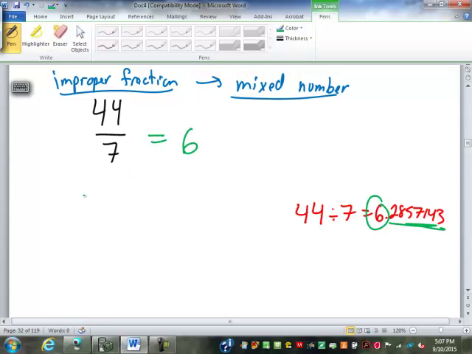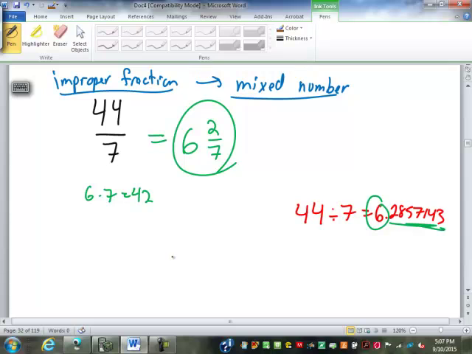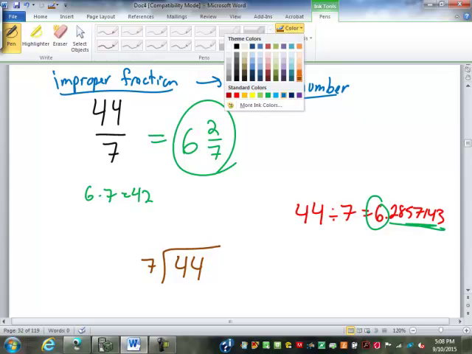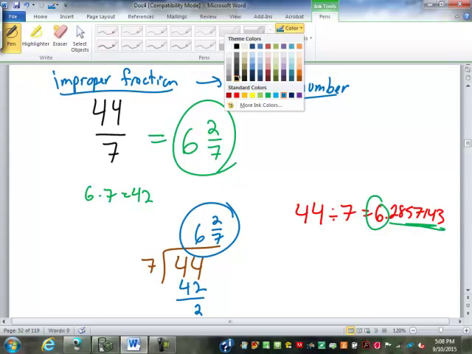How many pieces were used up by the 6 whole objects? Yeah, 6 times 7 is 42. So how many are left? 2. So there's 2 sevens left. Basically, this is a long division with a remainder. 44 over 7 becomes 44 divided by 7. 7 goes into 44 6 times. 6 times 7 is 42. There's 2 left over. So there's 2 sevens left over. 6 and 2 sevenths.